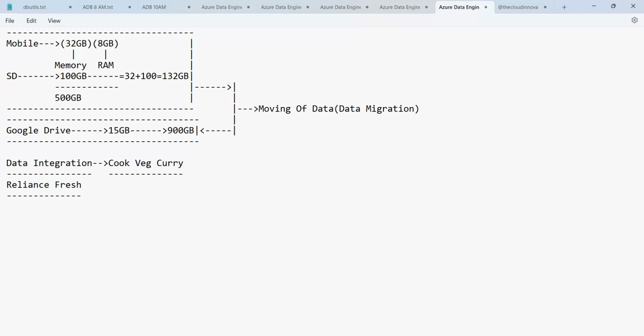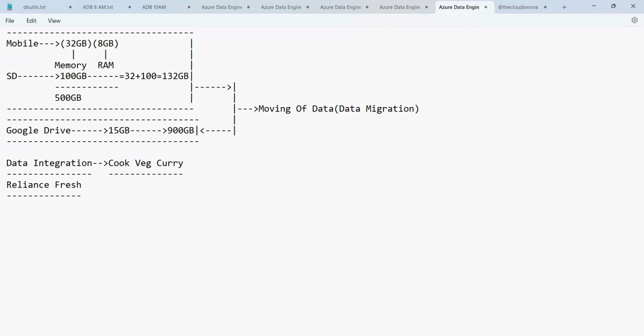Am I right or not? Reliance Fresh is basically a supermarket where you get all the vegetables at one store, guys. At one single store, you get all the vegetables.